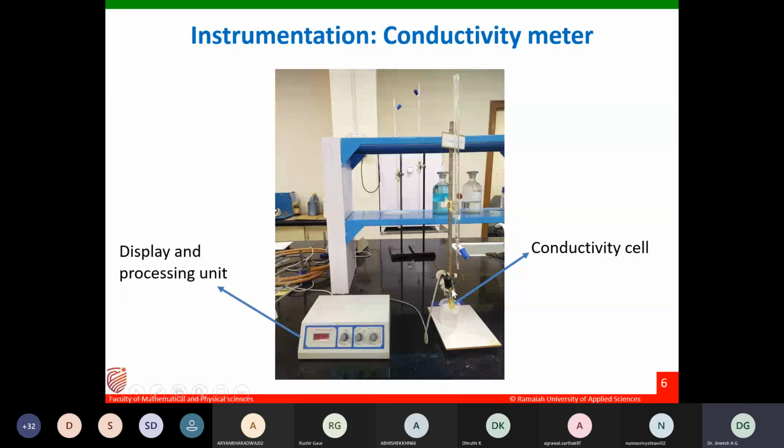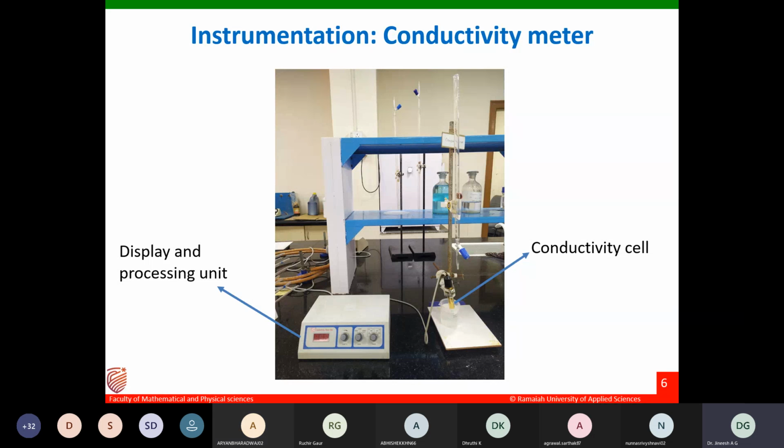As the name suggests, this is a cell, a conductivity cell, not a galvanic cell. Don't think of it as a galvanic cell. No, this is a conductivity cell. Cell means how many electrodes will be there for a cell? How many electrodes should be there in a cell? Two electrodes. But you can see only one rod which is dipped in the solution.